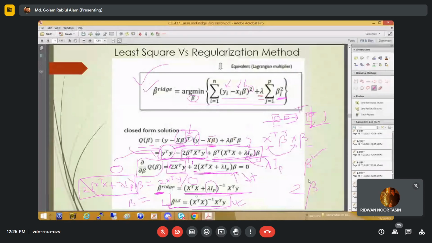Okay, and for our ridge regression, this is the equation where we have to consider lambda and I.